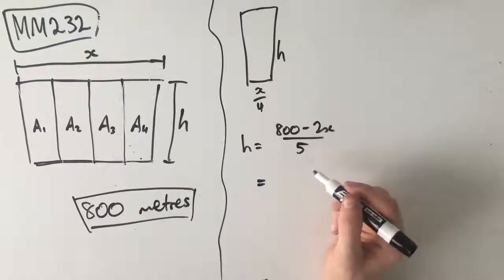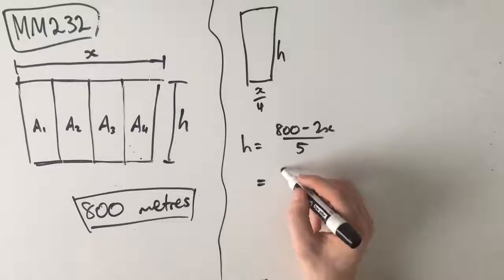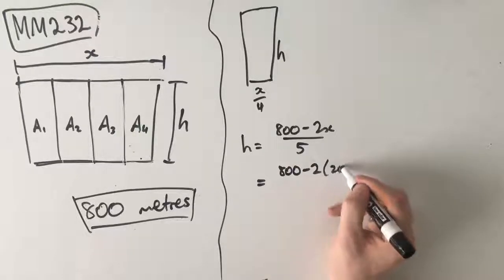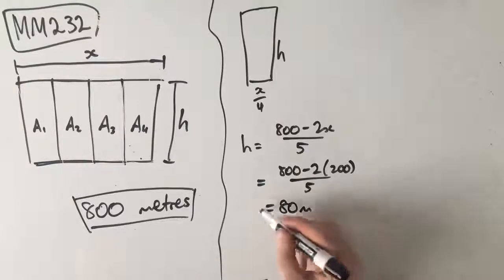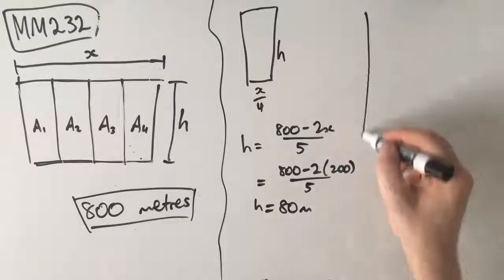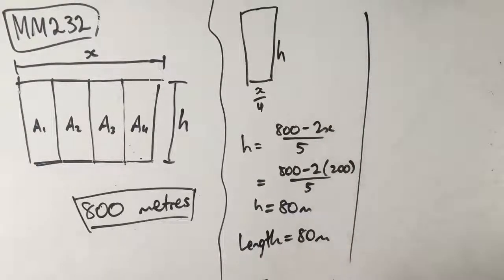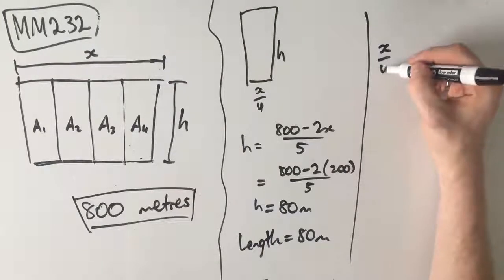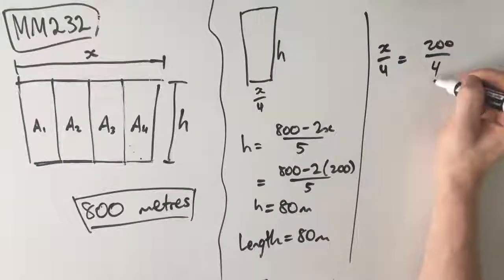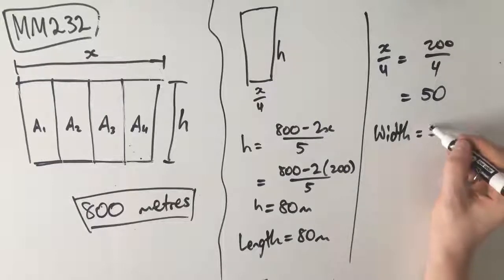And we know that our x value is 200, right? Because at the maximum total area of the segment, the x value is 200. So (800 - 2 times 200)/5 gives us 80 meters. So our length is 80 meters, because remember we're after dimensions, so we need to be really specific about the way we word this. And our width is equal to x/4, which is equal to 200/4, which equals 50. So our width is equal to 50 meters.